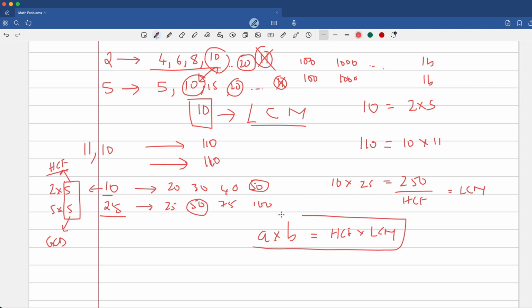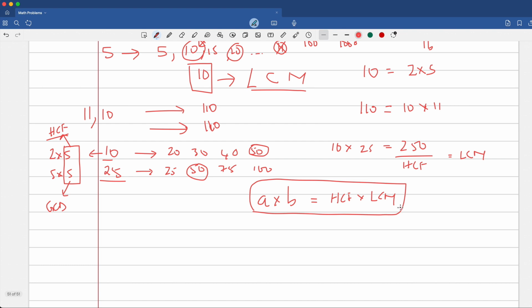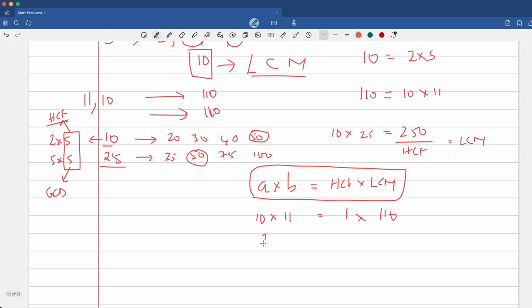Okay, now why is this so? What is the intuition behind it? This is a relationship that we see. So in case of 11 and 10, the HCF is 1, the LCM is 110, and A is 10 and B is 11, and we end up getting this value. Similarly, for 2 and 5, it's 2 times 5, that's the two numbers, and the HCF is 1, and the LCM is 10, which totally works.